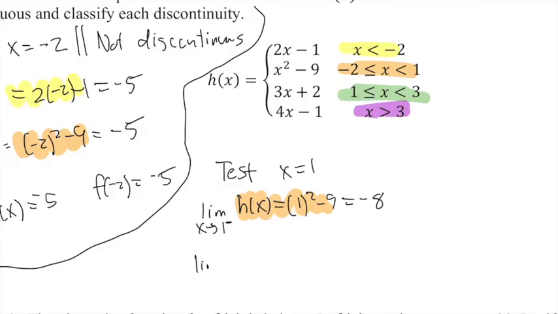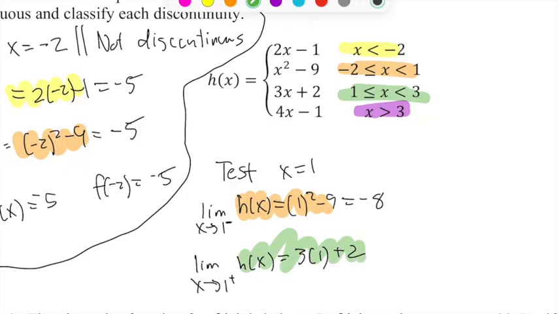Now let's do the right-hand limit of h of x. Now again, right-hand limit is going to be this, because we're coming from the right of 1, so we're using this green equation. So let's plug in 1 to 3x plus 2. And in this case, we're going to get 5.